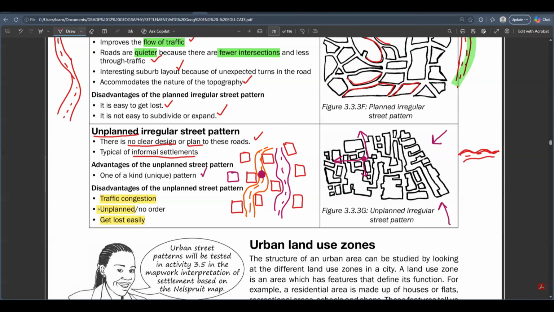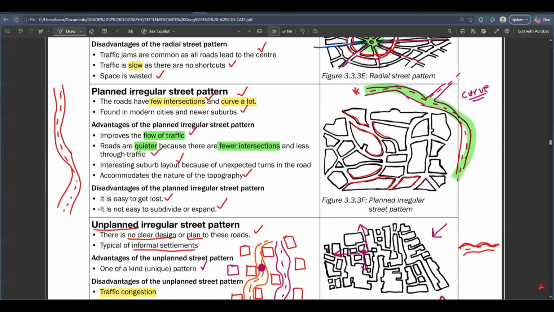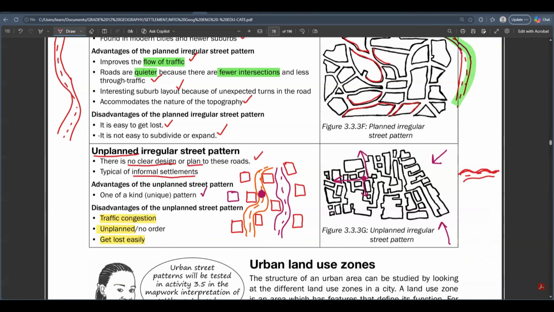So with the unplanned one, you get lost even in a bigger way compared to the planned. The planned irregular street pattern is better. Yes, you get lost because of the curves of the roads and because it's also irregular. The planned irregular street pattern doesn't have a certain shape, but it is planned to have curves and curves and curves. Yes, you do get lost. But in an unplanned irregular street pattern, you get lost times two. You get lost more.